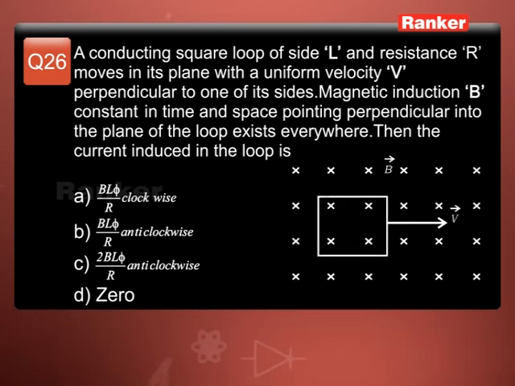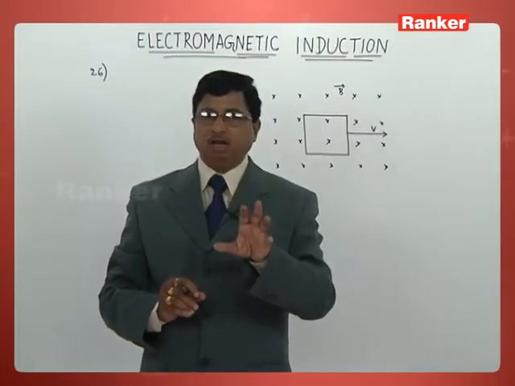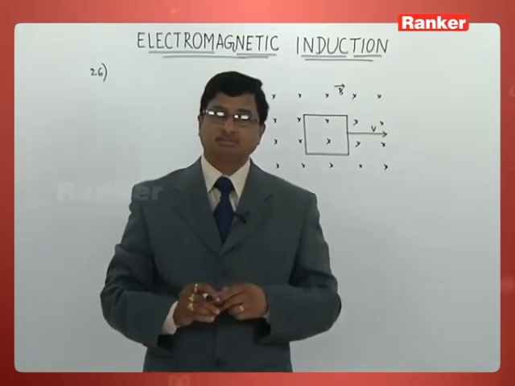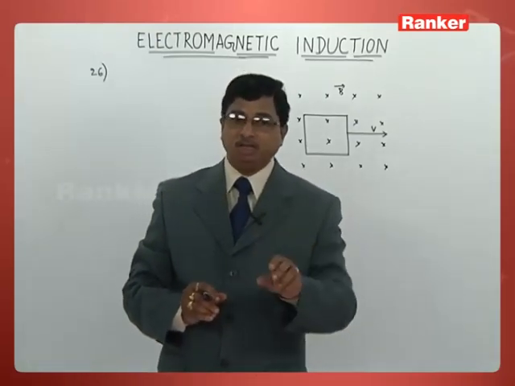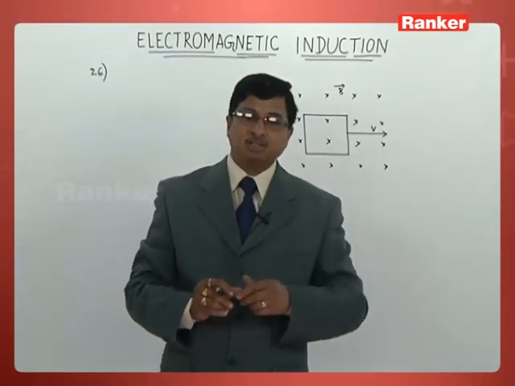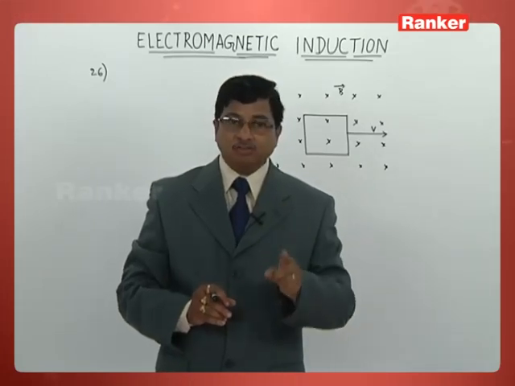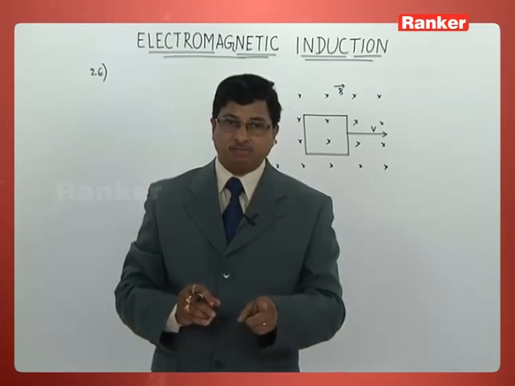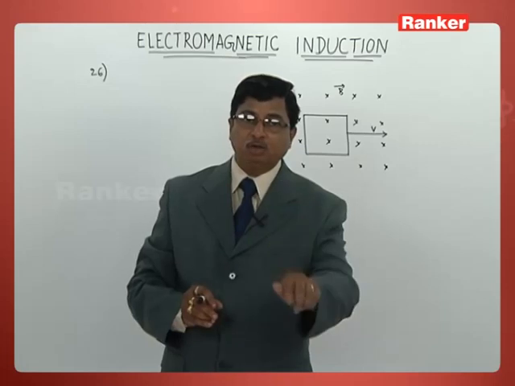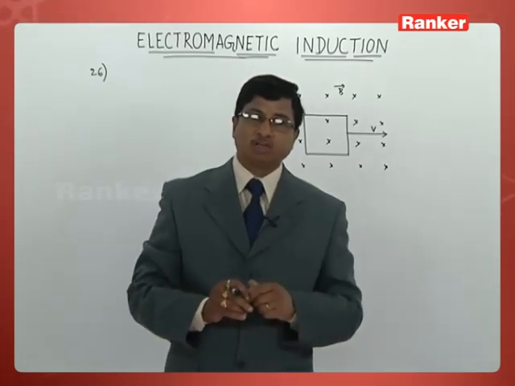And fourth option, he gave it as 0. Now just a little carefulness in observing the question and understanding the very meaning of the second sentence, you can get the correct option there. Magnetic induction B constant in time and space, pointing perpendicular into the plane of the loop, that is existing everywhere around that. That's the point he is talking about.